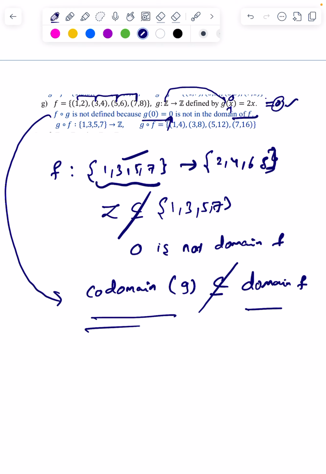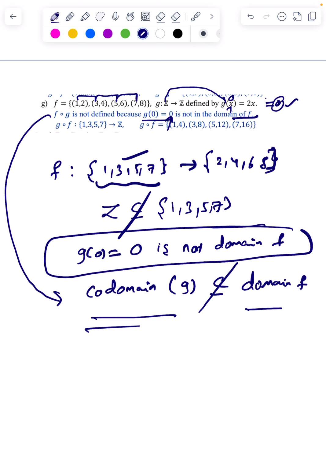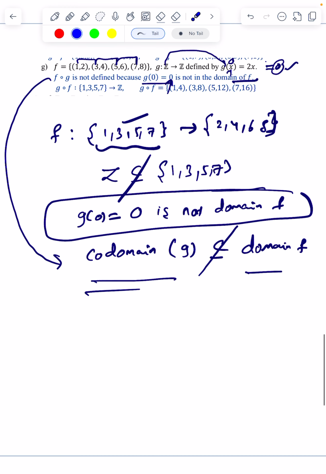Or take the counter example, not a problem. This is the counter example: g of 0 equals 0. According to the given rule, you take the input 0, and this is the image value. This image value does not belong to the domain of f. There is no 0, and in this way you can easily prove it. So the integer set is not a subset of the set {1, 3, 5, 7}. That's why it is not defined. Now, according to this, you check the second one.